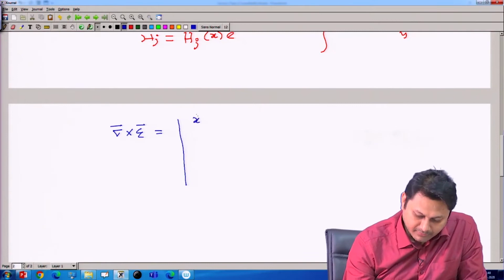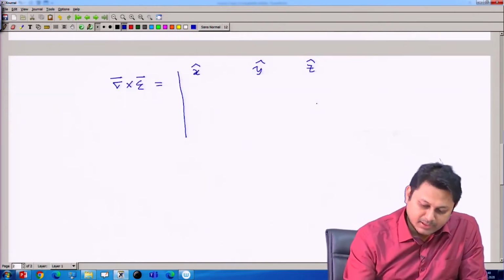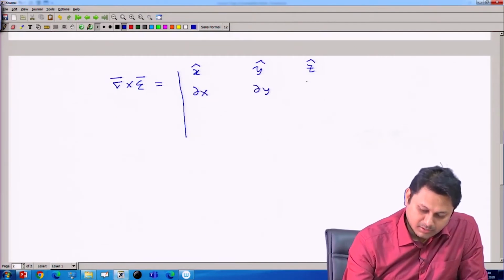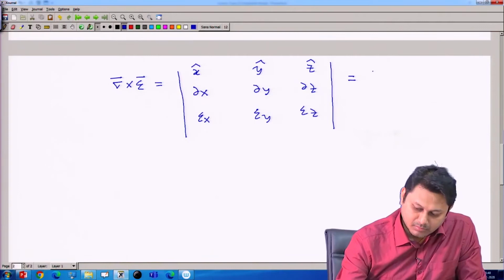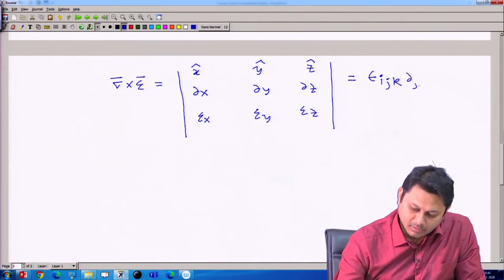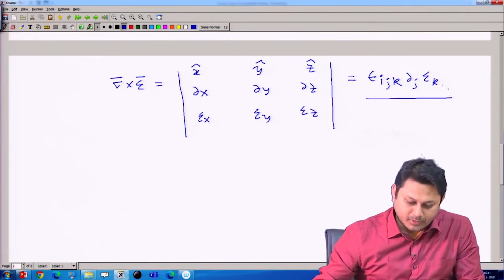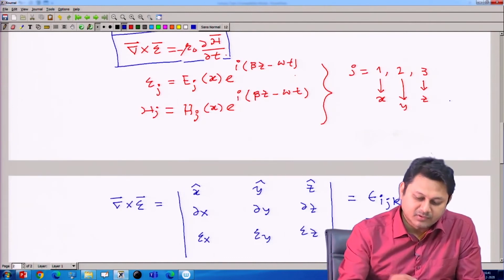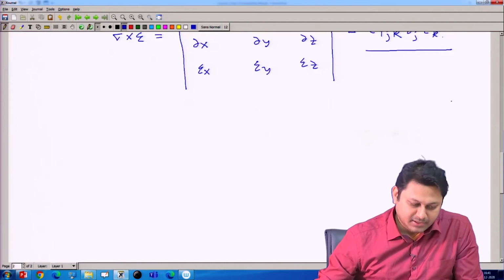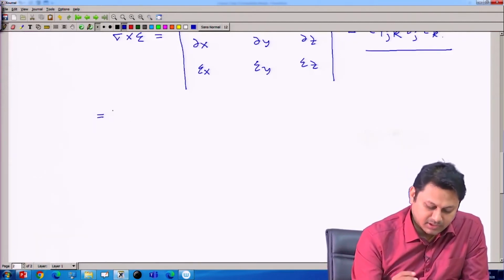So, I have the x unit vector, y unit vector, z unit vector, and then del x, del y, del z, and then E x, E y, E z. In Levi-Civita symbols, it should be simply this. Well, I now know what my x, y, z components are, because they are already defined on the previous page. So, I am going to use this to find out the value of this cross product, this curl of these things.